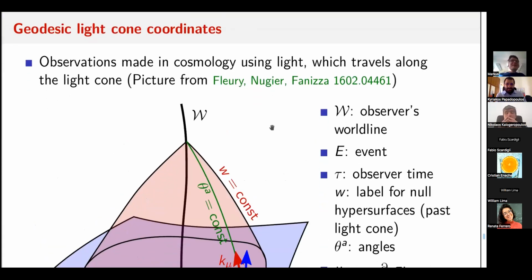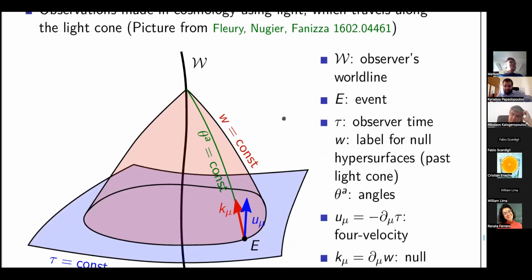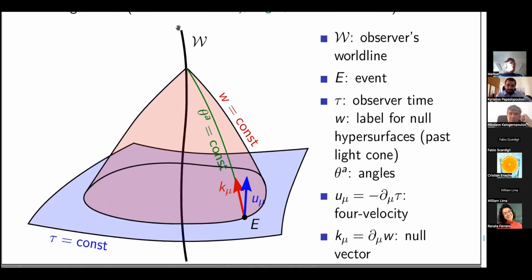These are called geodesic light cone coordinates. If you think about it, how do people actually make observations in cosmology? Well, using light. We point our telescopes at the sky, we look at what comes in, and light travels along the light cone, quite obviously. So this is the light cone. Here we have the world line of some observer, W. This is us, this is the Earth. These are the light cones, back light cones. These are described by constant W, some coordinate.